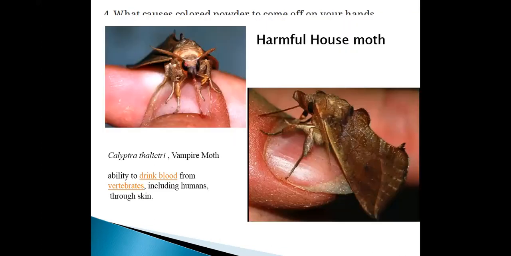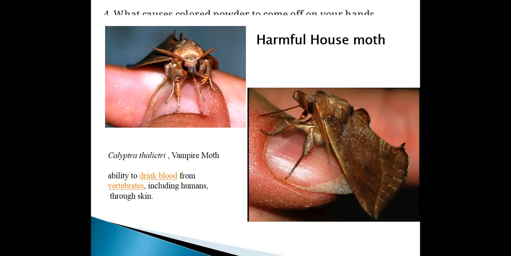And this is the harmful house moth. This moth you can see at home. It's a very common moth, I have seen it. They call it a vampire moth. These moths have the ability to drink blood. They have a proboscis. Apart from the antenna, there is one more tube-like structure at the center of the mouth. You can see one tube coming out of the mouth.